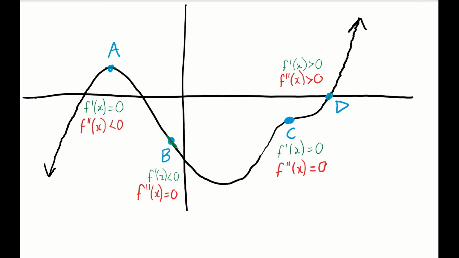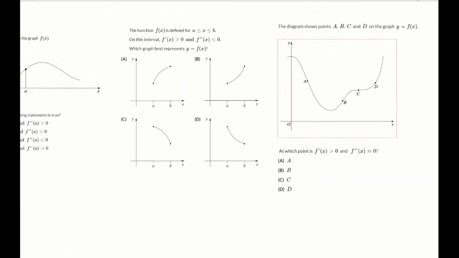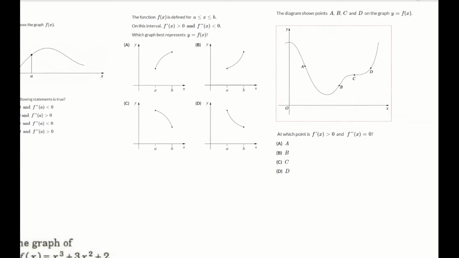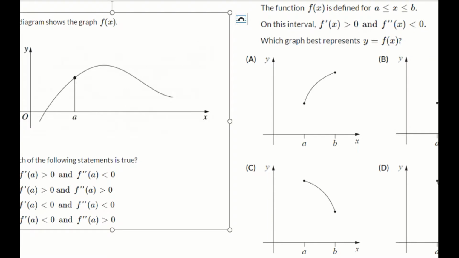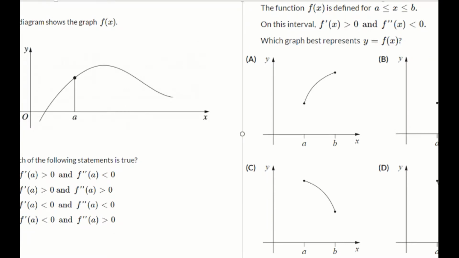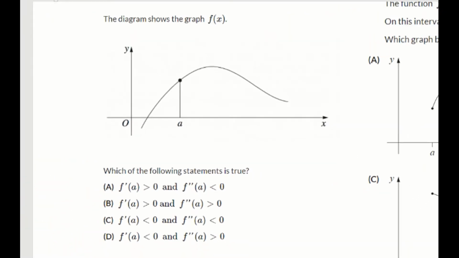So being able to pick random points on some big curve and know what's happening in my first and my second derivative, that's an important skill. And you'll notice that came up in these 3 past HSC questions. So let's have a look at them to start with. Hopefully now this becomes a lot easier for you, now that you've seen the example I just did.